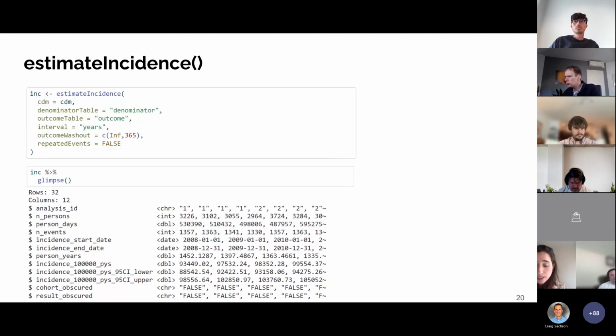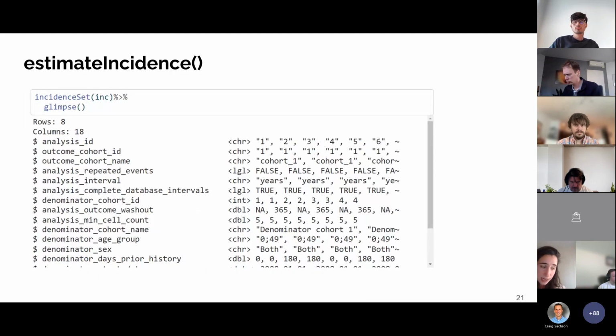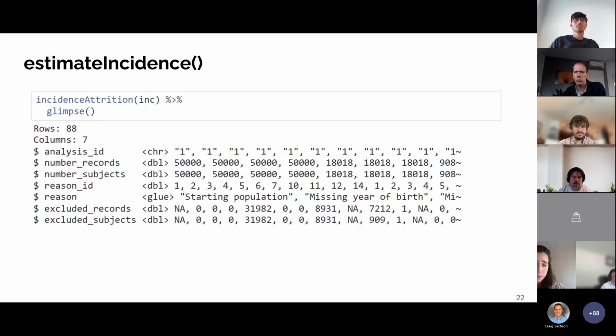In addition, this output has two additional attributes. One of them is the settings. Here we can easily identify all the settings and parameters used for every analysis. And the other one is the attrition. Here we can see the number of people who are being excluded in every step of the analysis. So for example, if we decide to restrict our population to females, we can see how many males were excluded.